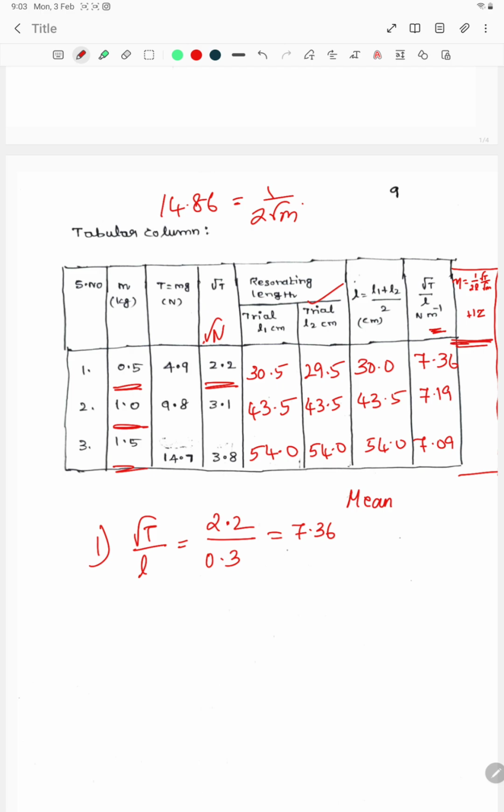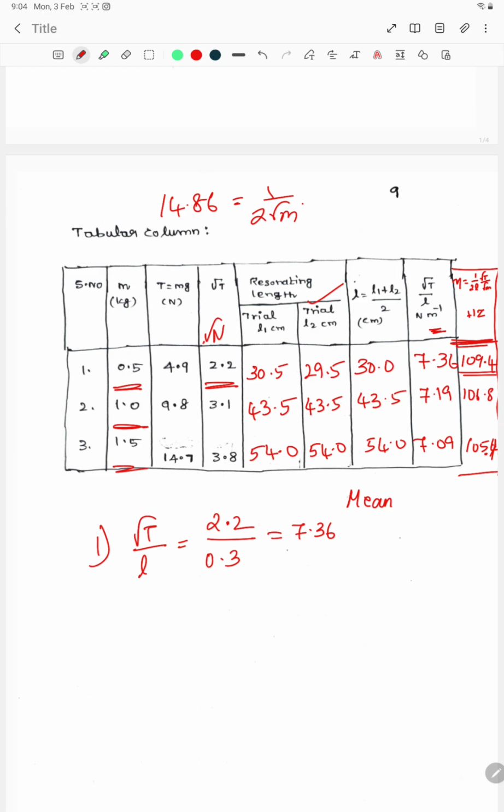Then that value and root T by L you will multiply and write here. So that will be 14.86 multiplied by 7.36, which is going to be 109.4. Similarly you will do for all of them. 14.86 multiplied by 7.19 is 106.8. And the last reading, 14.86 multiplied by 7.09, will be 105.4. Hope you can see that.